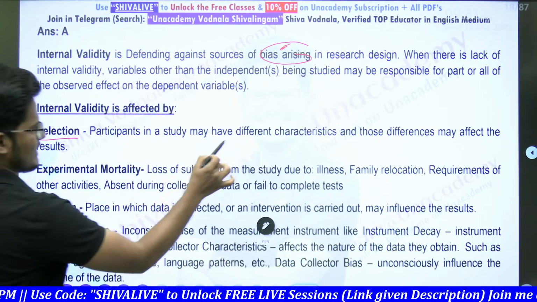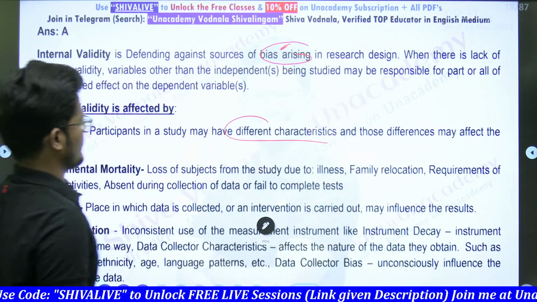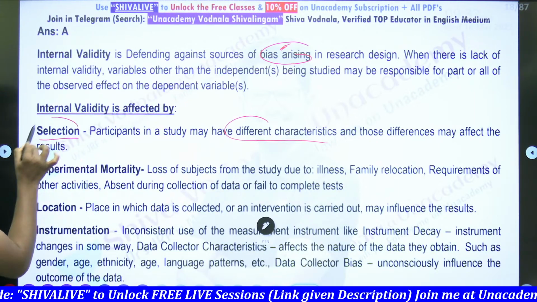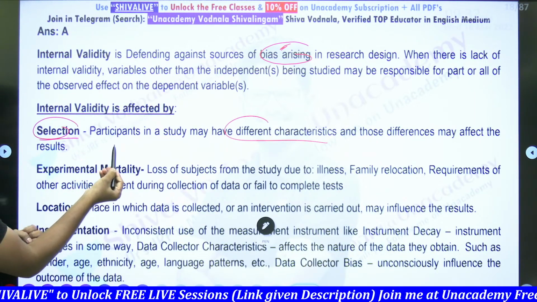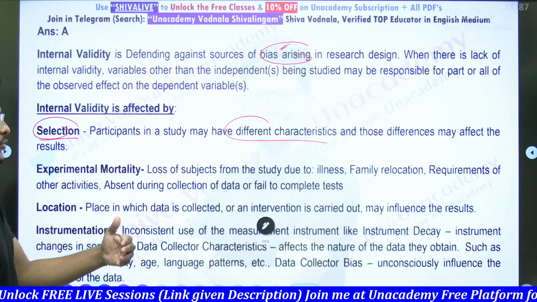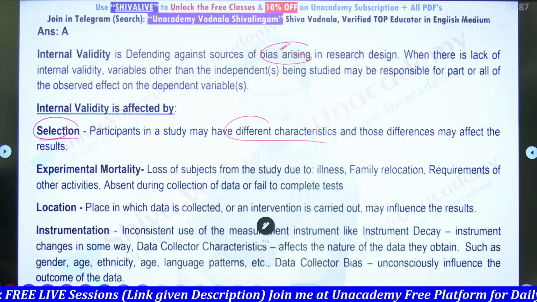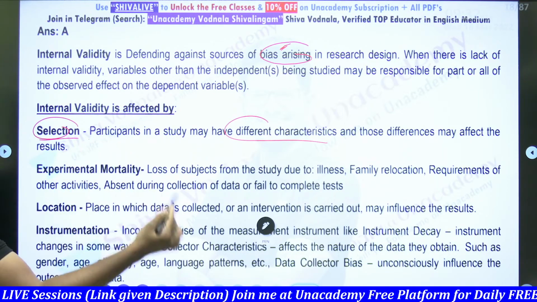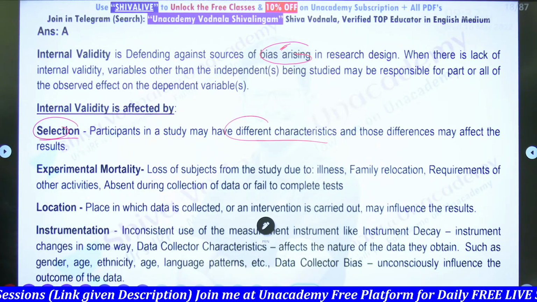Participants in a study may have different characteristics and those differences may affect the result. So what you are selecting is important, because if you include some participants, they have some perceptions and that will be included. If you select other participants, they have others. So participant to participant, our outcome is going to change according to the situation.